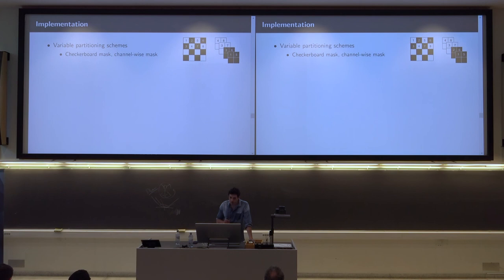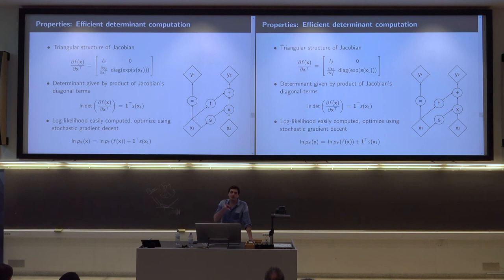Okay, there remains a question. How do we partition these variables? If we say we cut in two and keep the first group unchanged, and we do this at every layer, it's never going to change. That doesn't sound very useful. So at each layer, we will change the set of variables that gets updated and that doesn't get updated. Okay? How to do this?